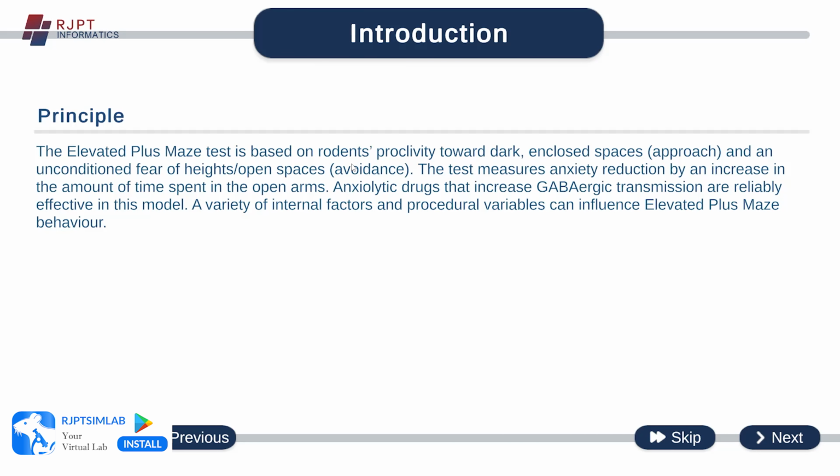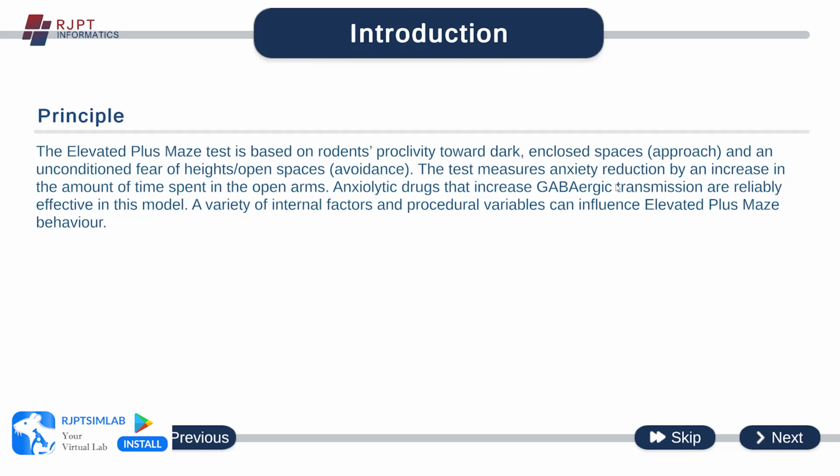As we know, rodents like to live in dark and enclosed spaces. So living in such places is the rodents' proclivity, what they choose or do regularly. They like to live in a dark place in closed spaces, and with this we can learn about their unconditioned fear of heights and open spaces also.